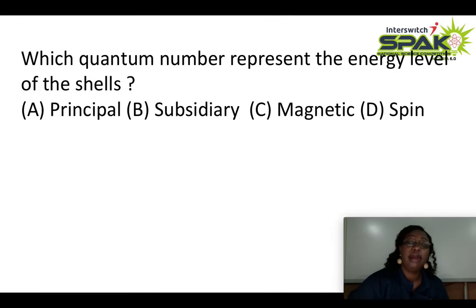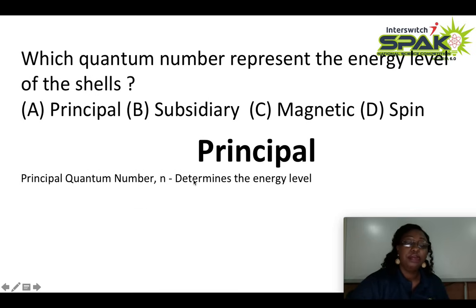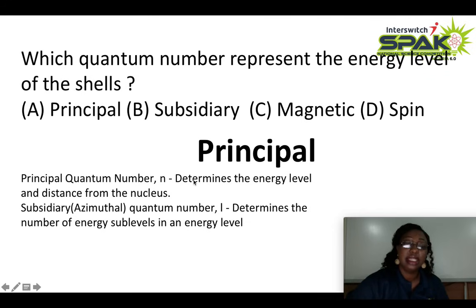Which quantum number represents the energy level of the shells? We have A, principal, B, subsidiary or azimuthal, C, magnetic, and D, spin. So what's the answer? Principal. That's the answer, principal. The principal quantum number determines the energy level and distance from the nucleus.